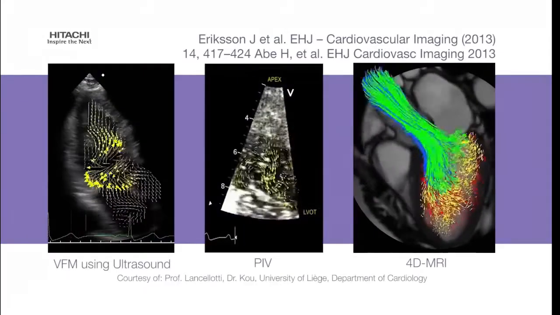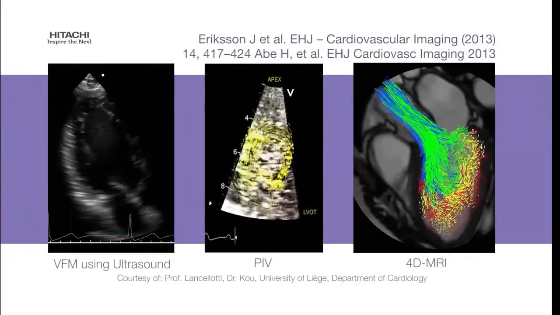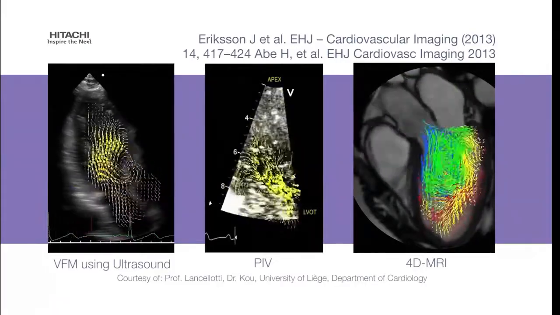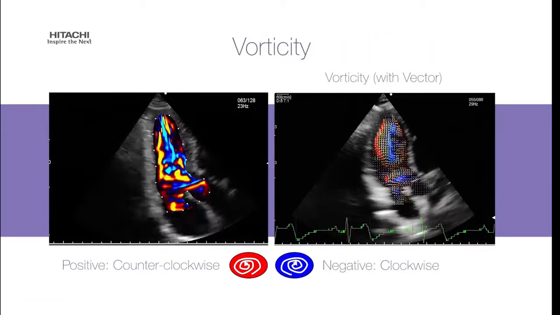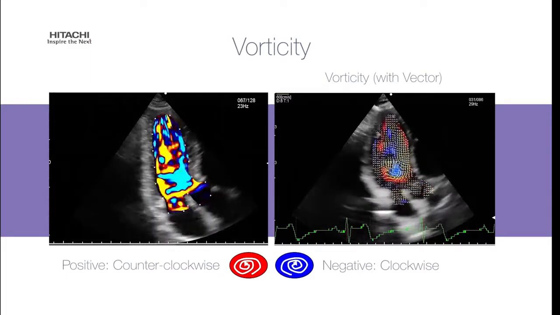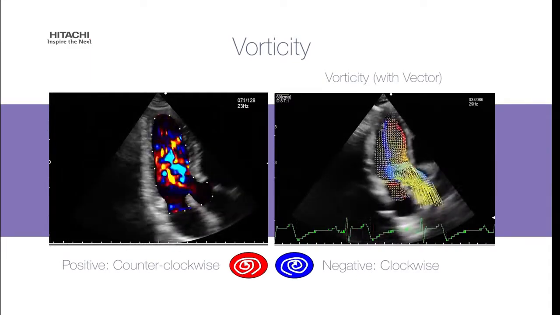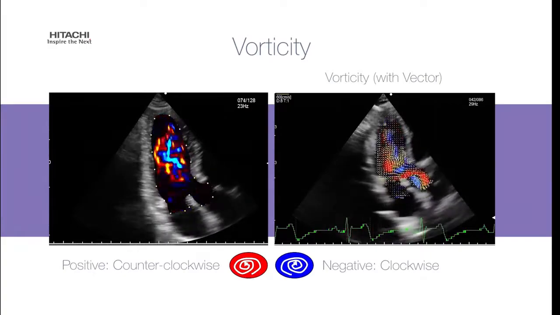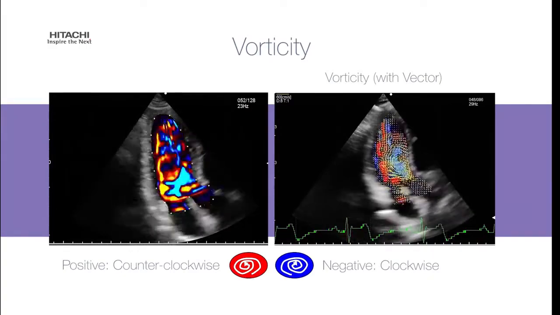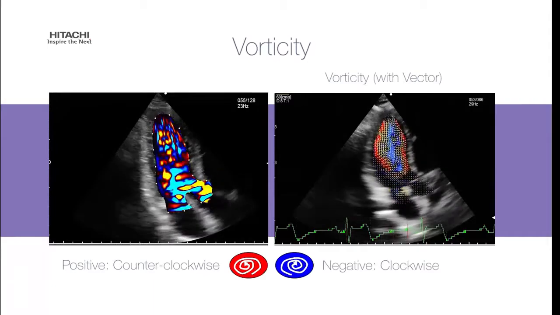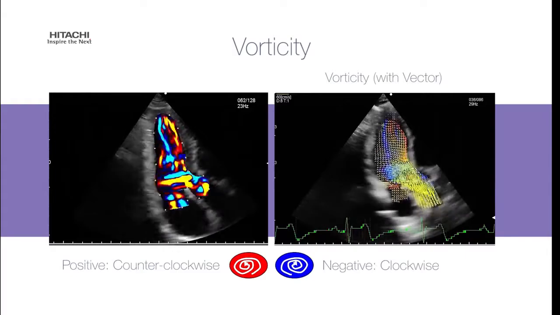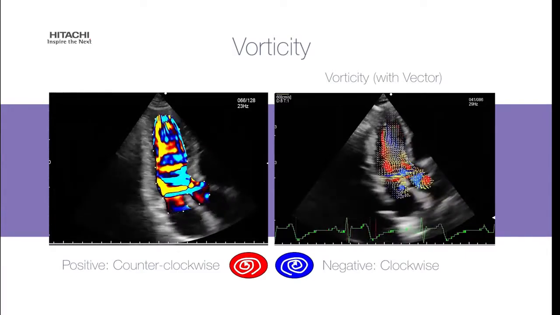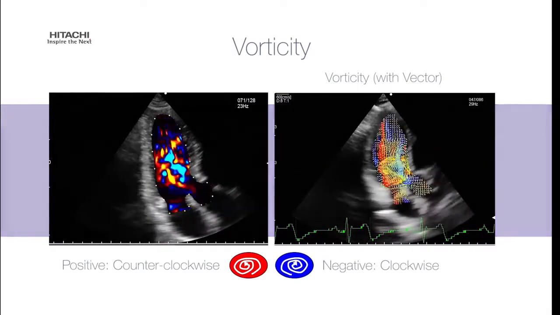Similar vortex patterns are seen when comparing VFM using ultrasound data, particle imaging velocimetry, PIV, and 4D MRI. In addition to vector and streamlined display, vorticity is another parameter you are able to evaluate. Vorticity demonstrates regional directional rotation and intensity of the vortices using color. Blue moves clockwise, representing the negative flow, and red moves counterclockwise, representing the positive flow. Color density represents the strength of the rotation.